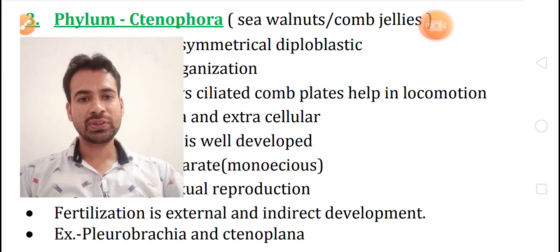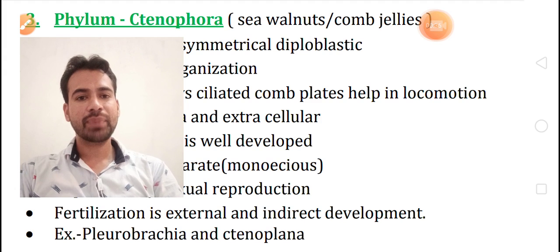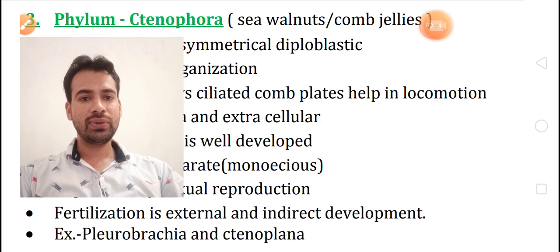Children, in the previous videos, we were discussing Chapter 4, that is Animal Kingdom. In this chapter, we have discussed the basis of classification, phylum Porifera, and phylum Coelenterata. Now in this video, we will cover two phyla: number one, Ctenophora, and number two, Platyhelminthes. Okay, so let's start.